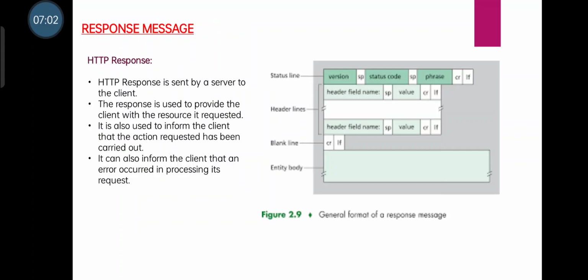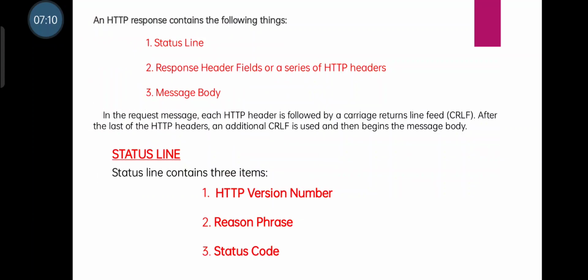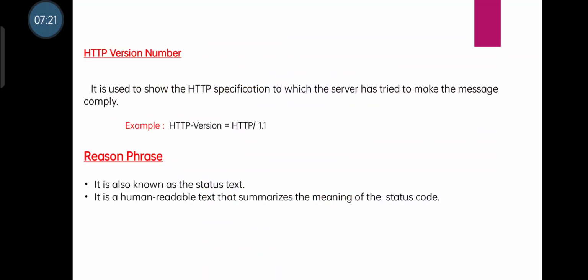And this is a response message sent by the server to the client. It is used to provide the client with the resource it requested. So this is a general format. The HTTP response contains the status line, header fields, and the message body. We commonly use some status codes: 200 means success, 404 means not found. These are the very common statuses.